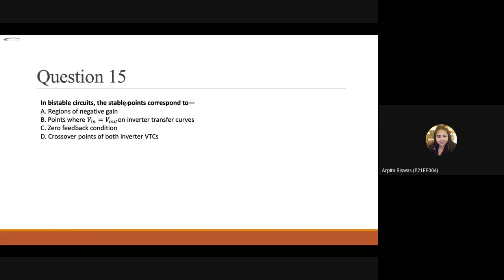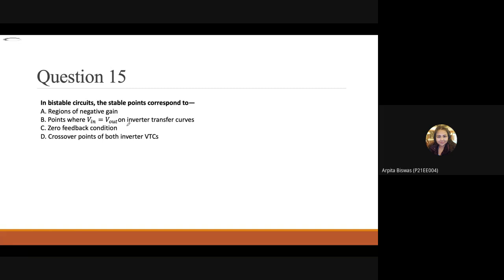Then question number 15. In a bistable circuit, the stable points correspond to regions of negative gain. Option B is points where V in equals V output on inverter transfer curves. Option C is zero feedback conditions, and option D is the crossover point of both inverter VTCs. So what is the right answer?